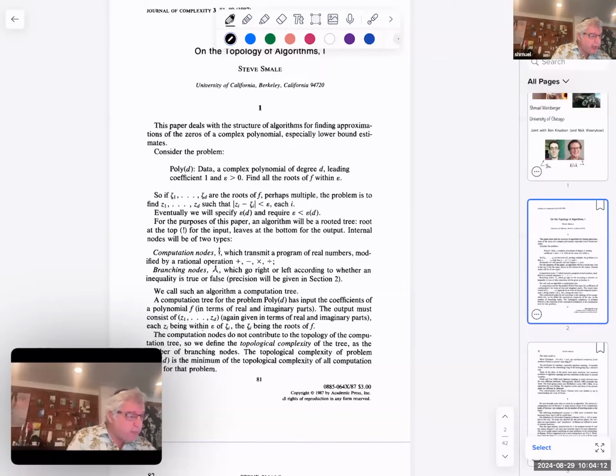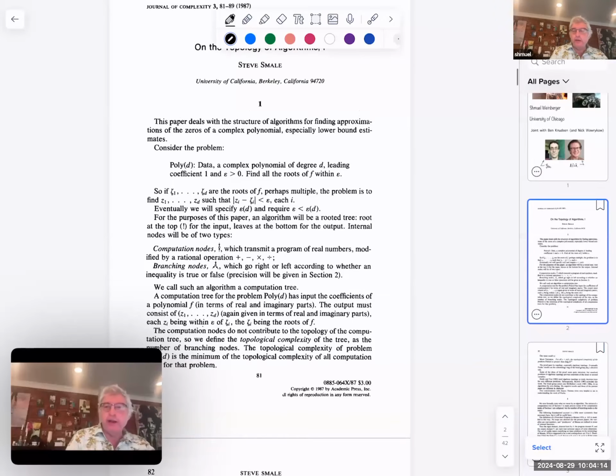This is the paper, and he was studying the following. You consider the general problem where you have a polynomial of degree n with complex coefficients. You have n coefficients, so you have something defined on Cn, and then your goal is to output just a root. You imagine you're going to put it into a computer and that the computer is going to do some kind of calculation.